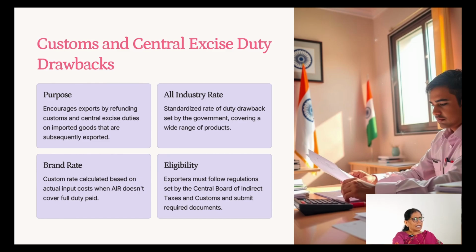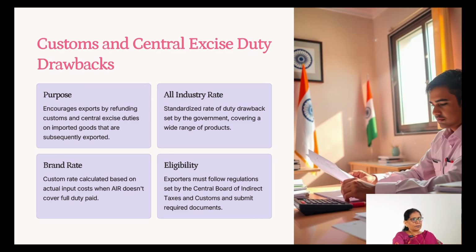Let's see the types of duty drawbacks. All industry rate, that is AIR, is a standardized rate of duty drawback set by the Indian government, covering a wide range of products. These rates are predetermined annually by the government based on the average duties paid on inputs used in various export sectors. The AIR simplifies the process for exporters who can claim refunds without having to document the specific duties paid on each input.